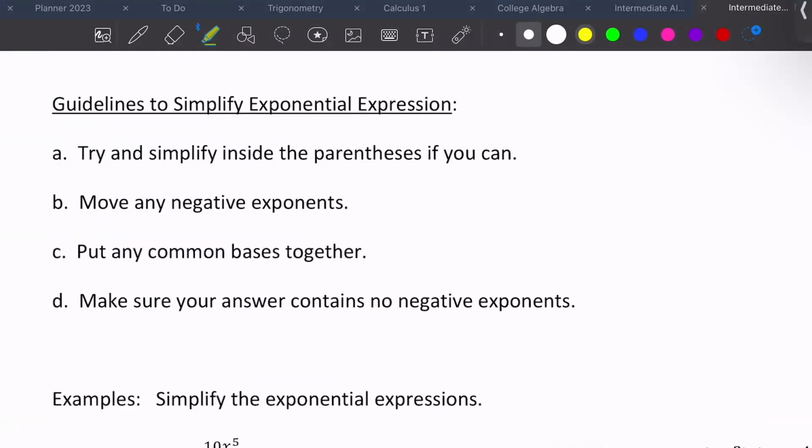Okay. So some guidelines here to simplify exponentials. We're going to try and simplify inside the parentheses if we can, move any negative exponents if we can, and put any common bases together. So that may look like product rule, product to power, something like that. And make sure your answer contains no negative exponents.